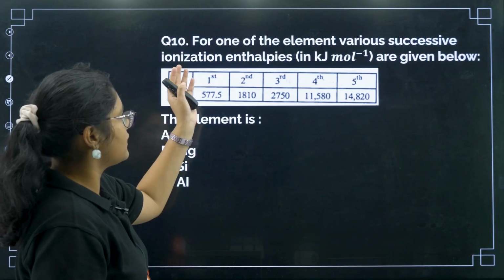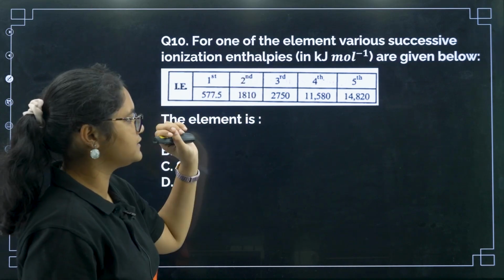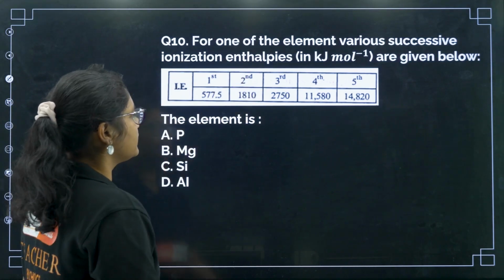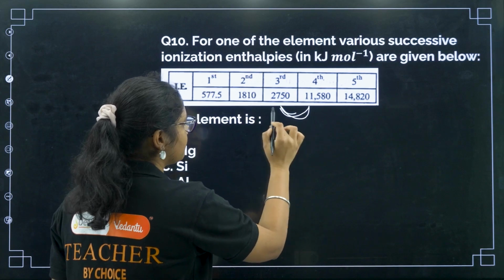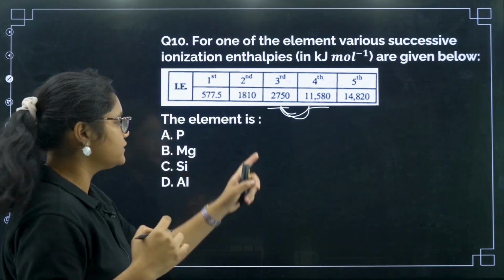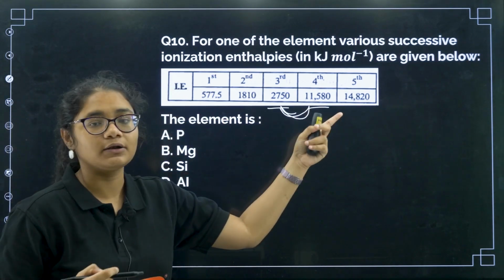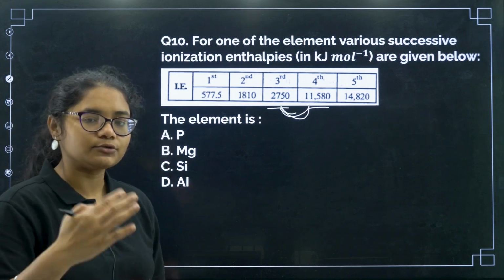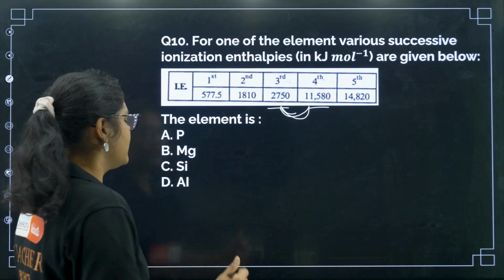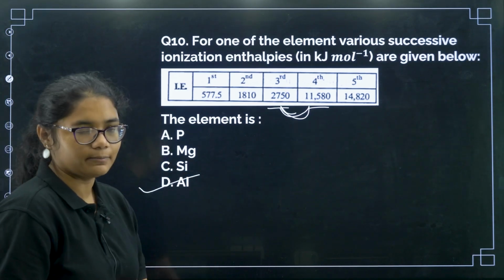Next, if you see for one of the elements, various successive ionization enthalpies are given below. Now here if you see, there is a highest gap between third and fourth. That means after the removal of 3 electrons we are getting noble gas configuration. That means it should have 3 electrons in the valence shell, and that is none other than your aluminium, right?